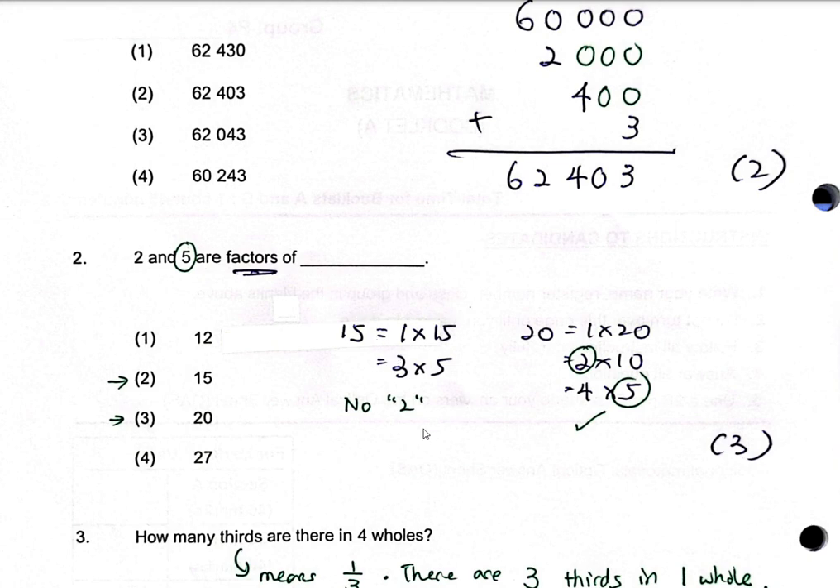I just want to show you the working. Factors of 15 will be 1 times 15, 3 times 5. You see that there's no number 2 here. There is number 5, but no number 2. So this is out. Therefore, the only option is 20. Let me show you the working. The factors of 20 are 1 times 20, 2 times 10, 4 times 5. So both 2 and 5 are factors of 20. Answer is number 3.